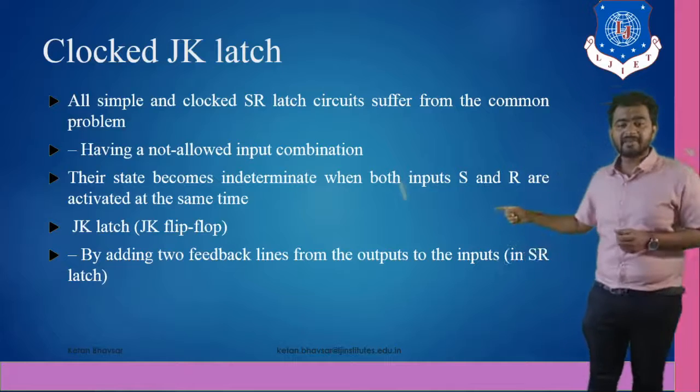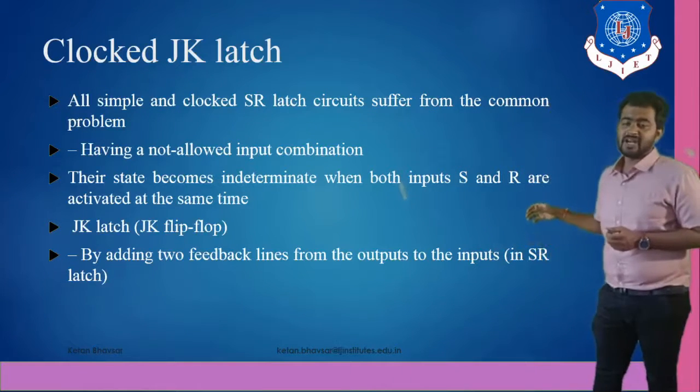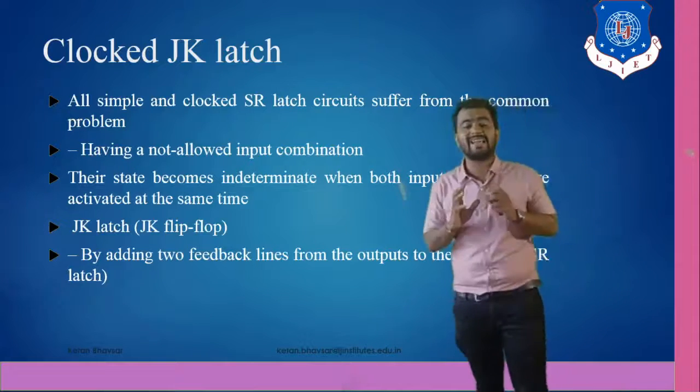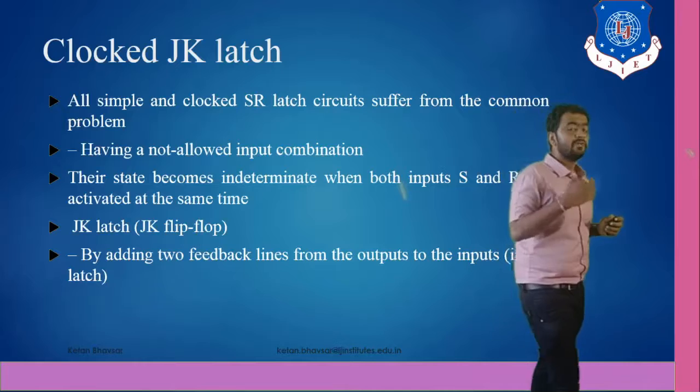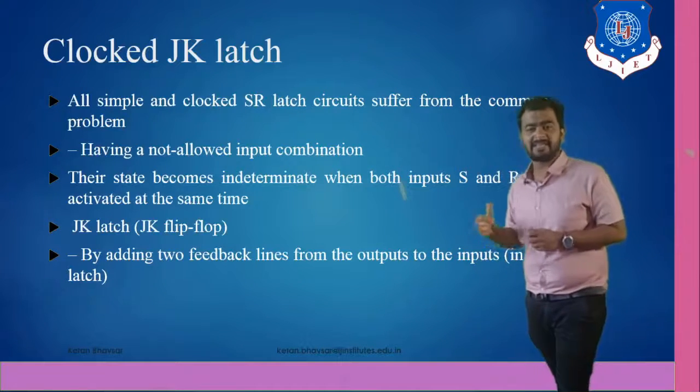We add two feedback lines from the output to the input of the SR latch. So when we talk about the JK, we ultimately change the circuit of the SR latch and it becomes JK. We add the two feedback paths. Okay, now how can we add the feedback paths? Let's see.